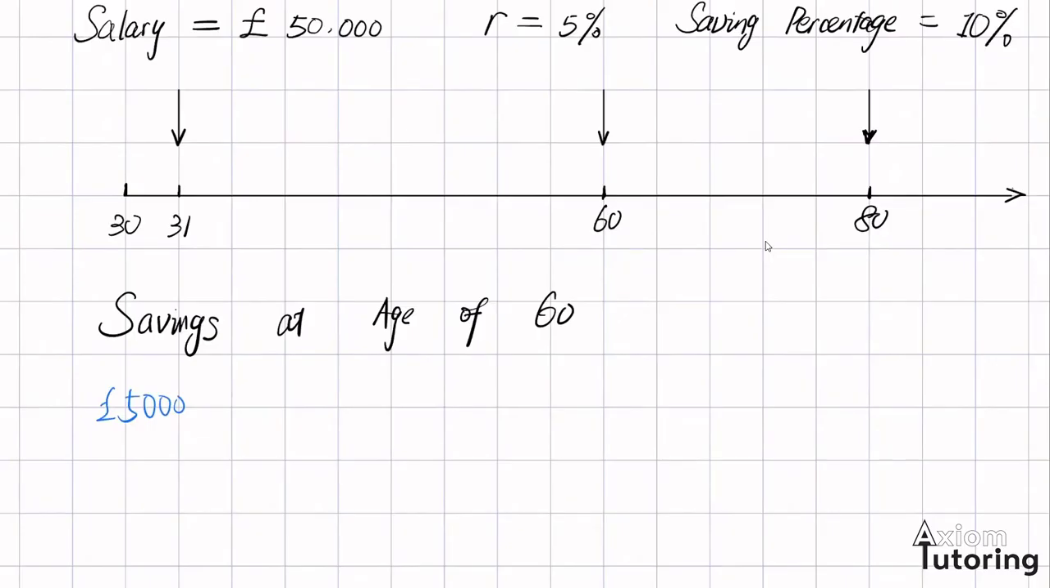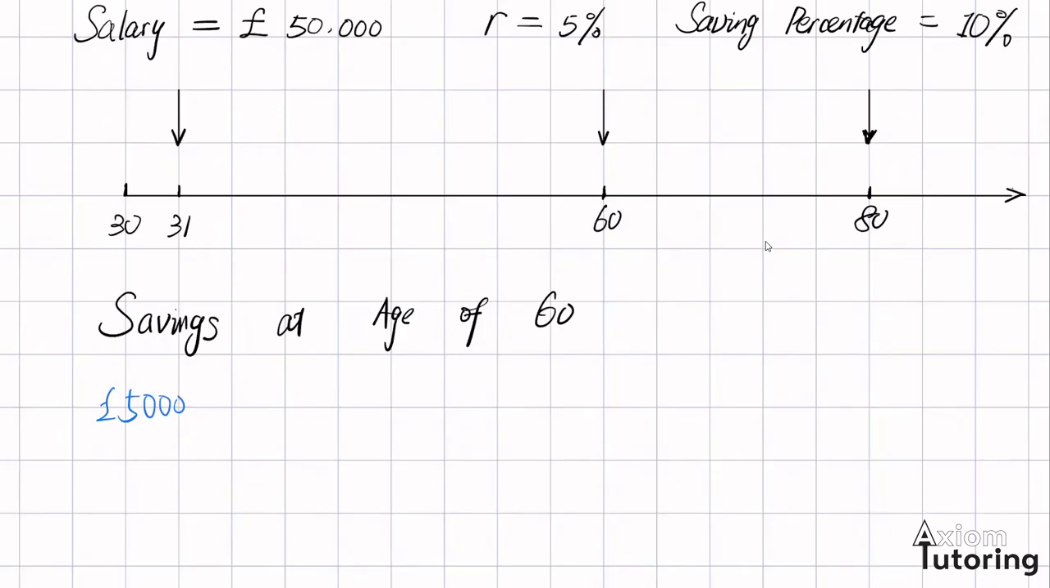So there will be 30 payments or 30 savings, and we're going to calculate the future value of those savings, because the question is how much would I have saved at the age of 60. At the beginning of age 60, I would have saved all those 30 payments. So that's a future value. There are two ways of calculating this. The first one being we calculate the future value directly.